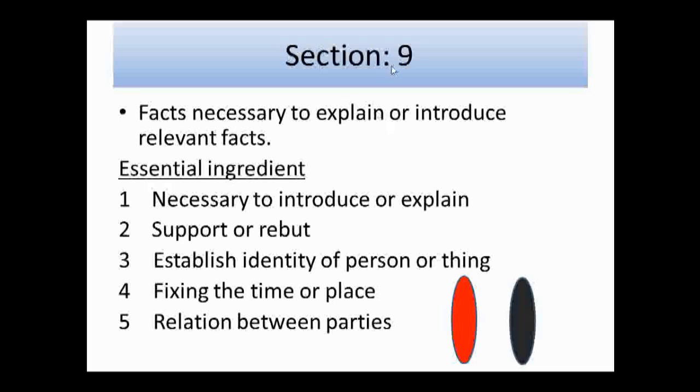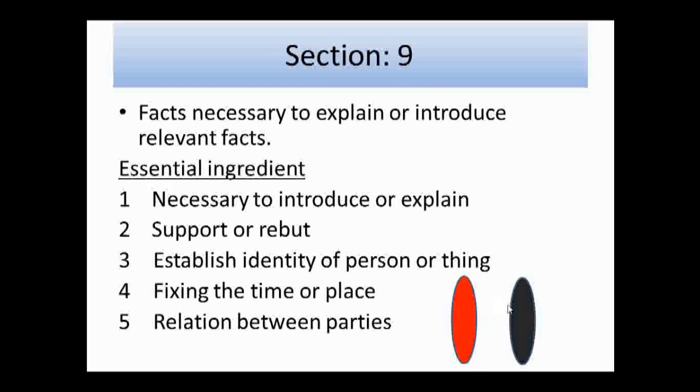Let us come to section 9, that is facts necessary to explain or introduce relevant facts. So here are certain essential ingredients. It simply says that any fact which is necessary for the relevant fact will be considered as relevant under section 9. These are the essential ingredients: necessary to introduce or explain, which supports or rebuts the relevant fact, which establishes the identity of a person or thing, which fixes the time or place, or which shows the relation between the parties. So any fact which shows these ingredients to be fulfilled will also be considered as relevant under section 9.